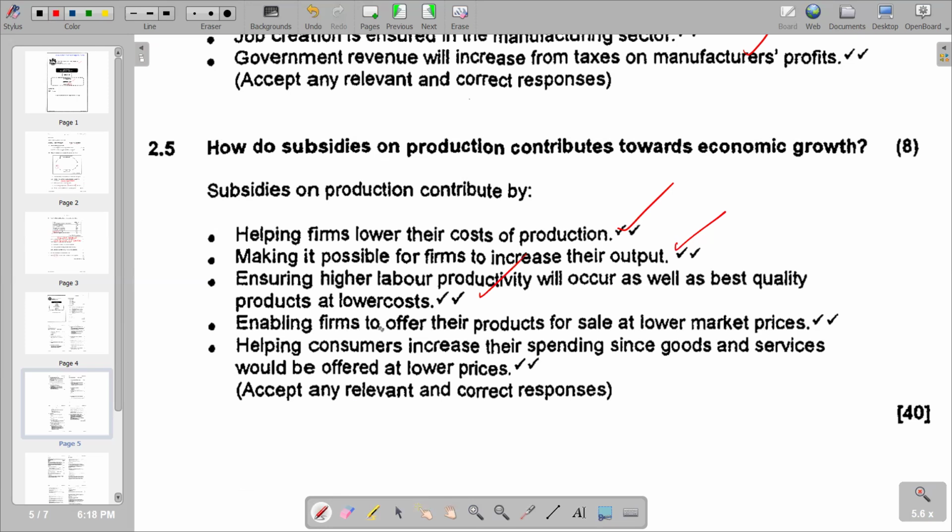Then at this point, enabling firms to offer their products for sale at lower market prices. So that's the essence behind subsidies. Then we go to the last point, helping consumers increase their spending since goods and services will be offered at a lower price. So basically, those are the points that we have according to this question, which is our 2.5.